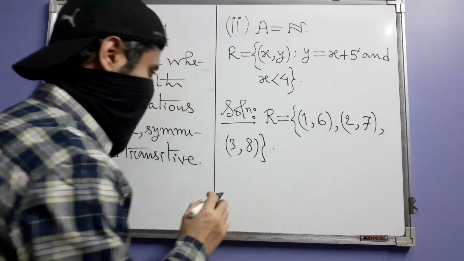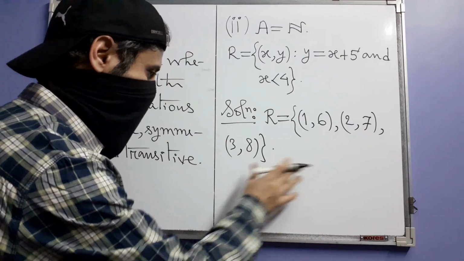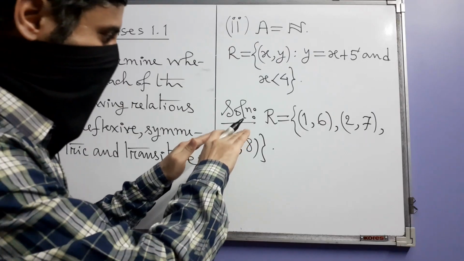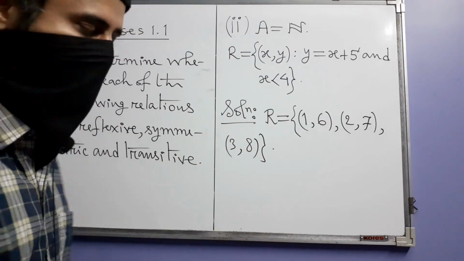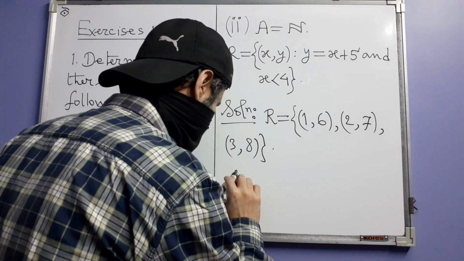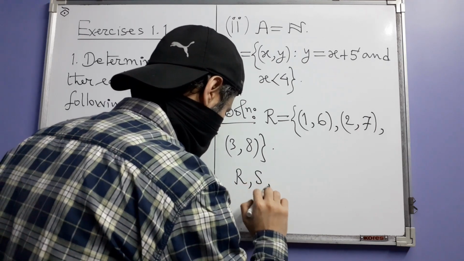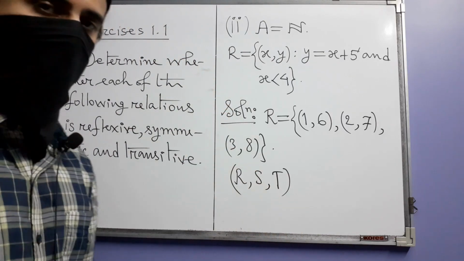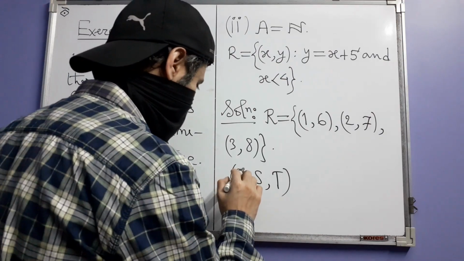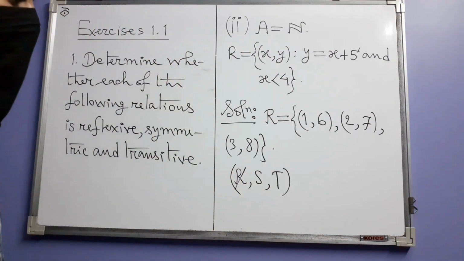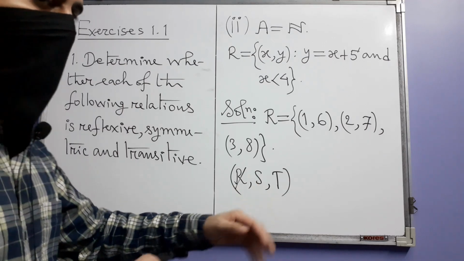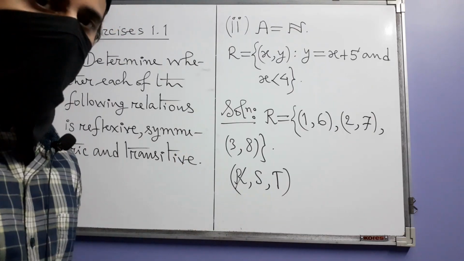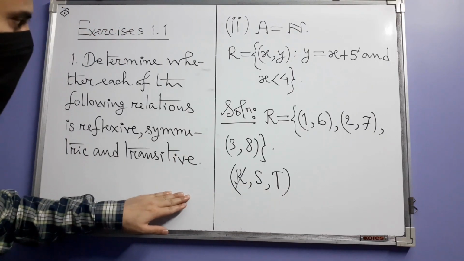Let me just adopt a shorthand notation for writing whether it's reflexive and or symmetric and or transitive. What I am going to do, I will write like this. Reflexive, symmetric, transitive. If it is not reflexive, I will strike R. If it turns out to be symmetric, I won't do anything to S. Otherwise, I will strike it. And similarly for T.